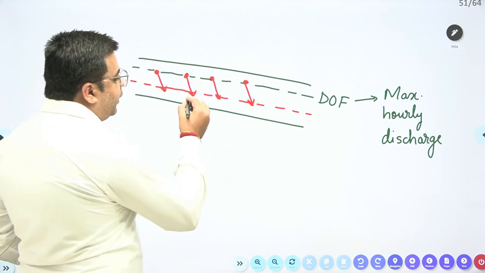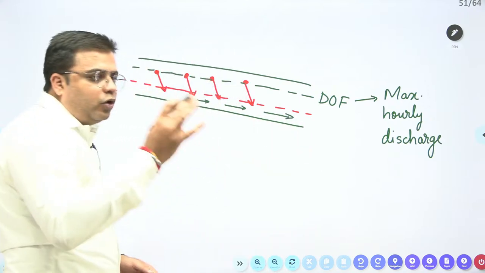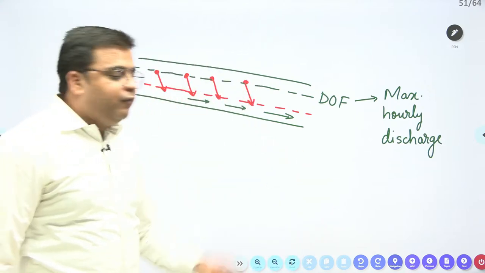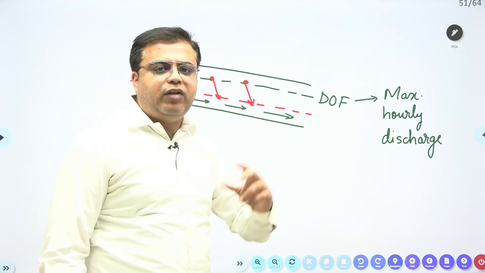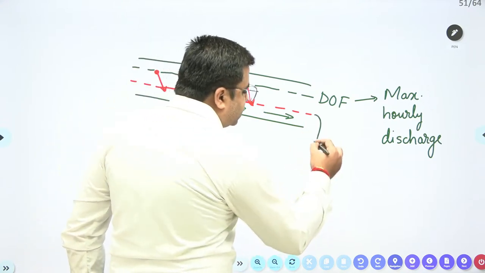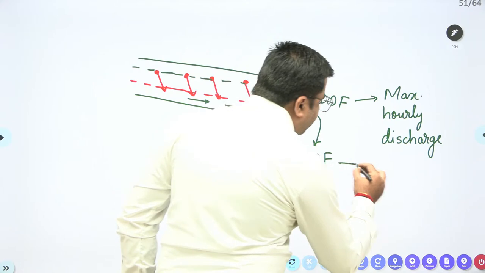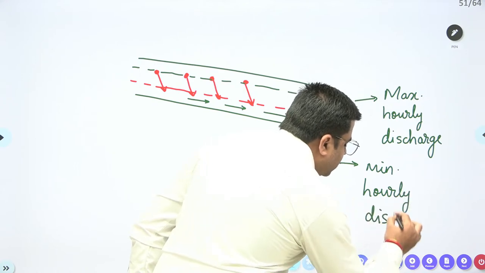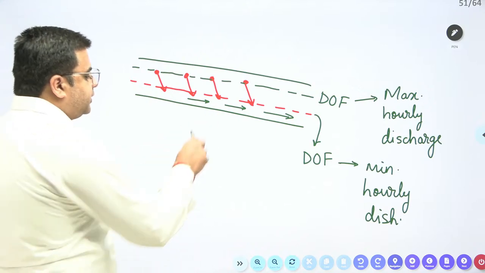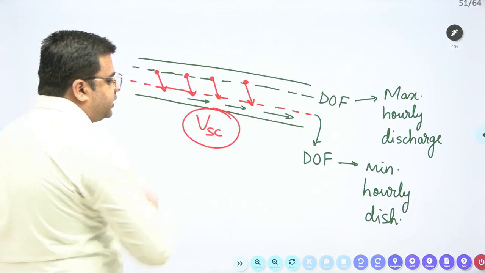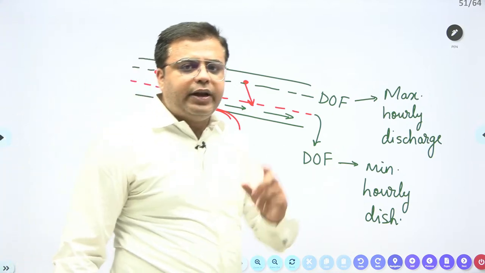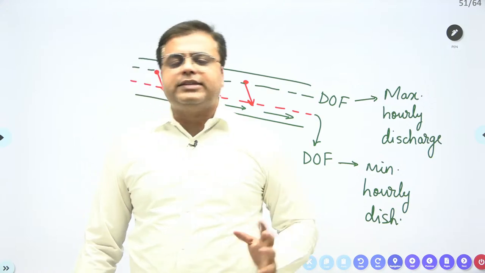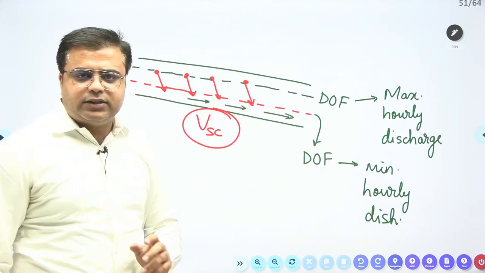But during the minimum hourly discharge, sufficient energy should be available with this water so that no sedimentation of these particles will happen, right? To ensure that no sedimentation happens, we check whether the self-cleansing velocity has developed in the sewer corresponding to this depth of flow, which corresponds to this minimum hourly discharge. If self-cleansing velocity is developed at minimum hourly discharge, then it ensures that no particle will settle even when the flow is at its minimum, right? Is this clear? Is this clear?